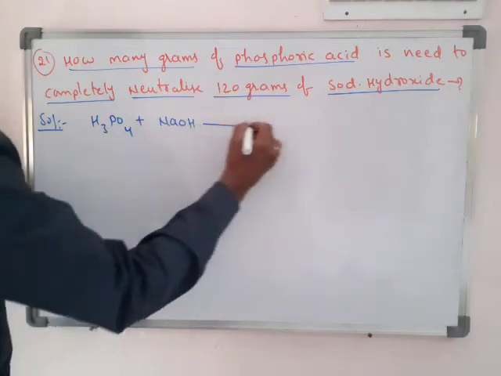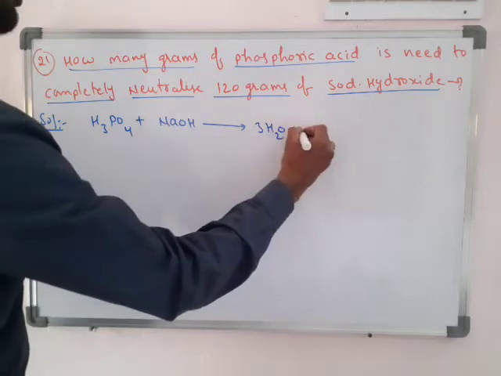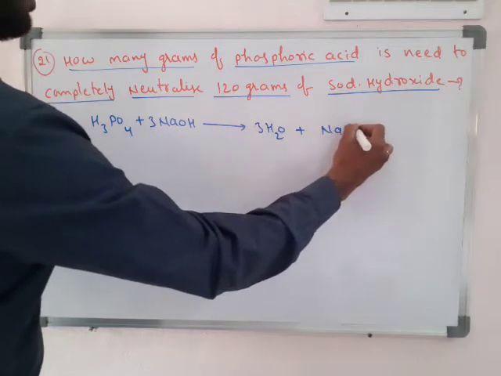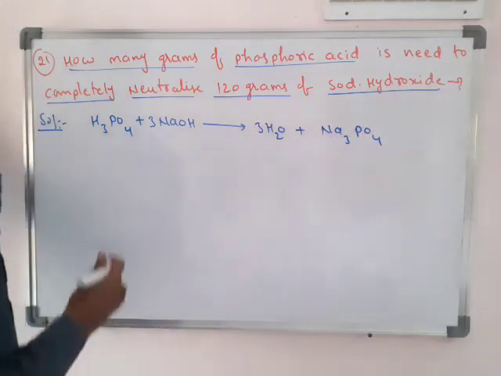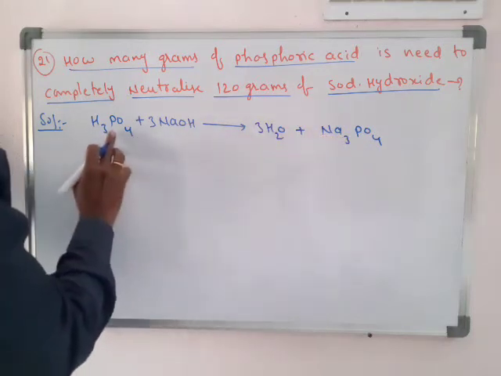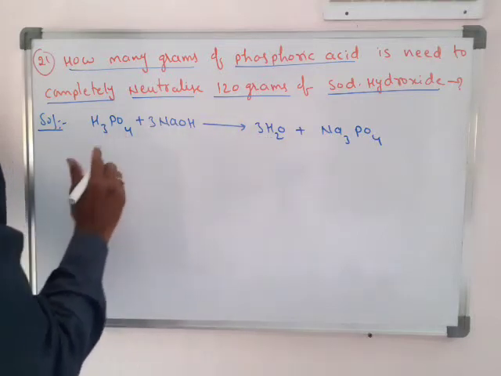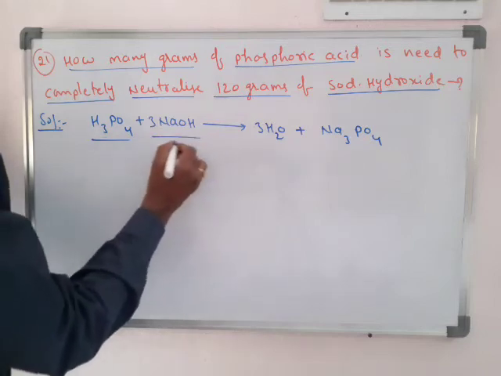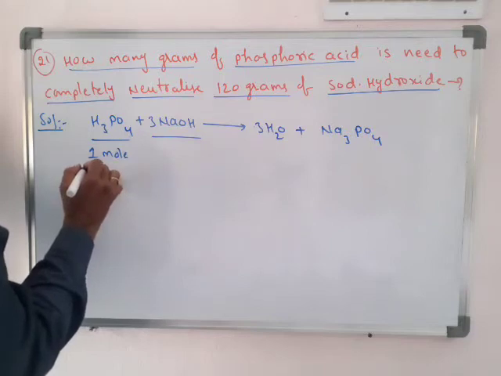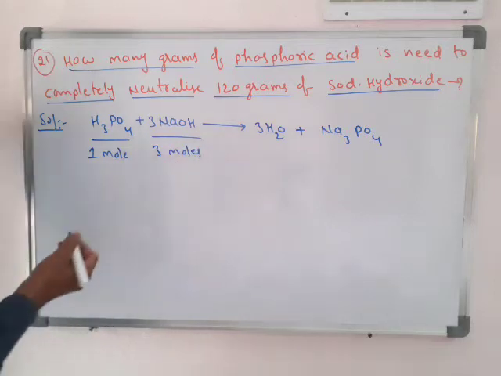Here there are three hydrogens, that's why I'm writing 3 H2Os. So I have to put 3 here, and sodium phosphate, Na3PO4. So 3 sodiums, 1 phosphorus, 7 oxygens, 6 hydrogens. So I have to compare these two only. Here, 1 mole of phosphoric acid is needed to neutralize 3 moles of sodium hydroxide.